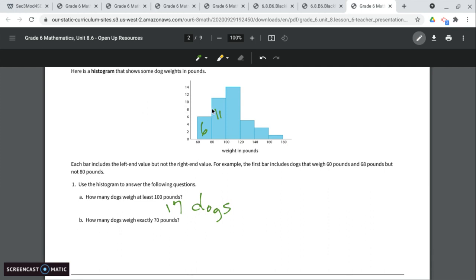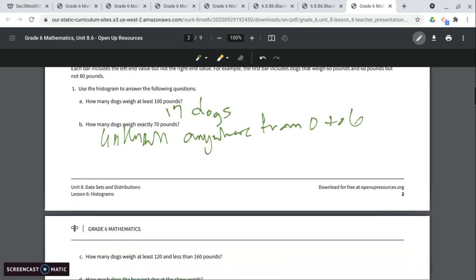How many dogs weigh exactly 70 pounds? Well, can we tell exactly how many are 70? So it's unknown. Anywhere from 0 to 6, since 6 is how many are in that bar of the histogram.